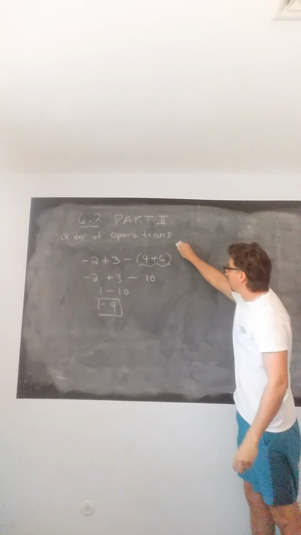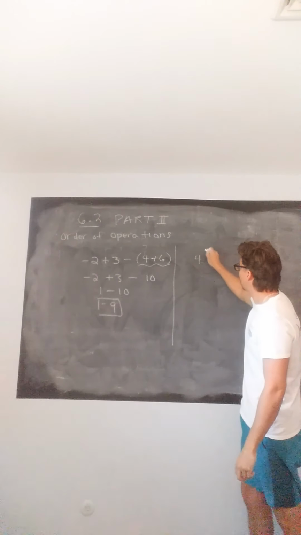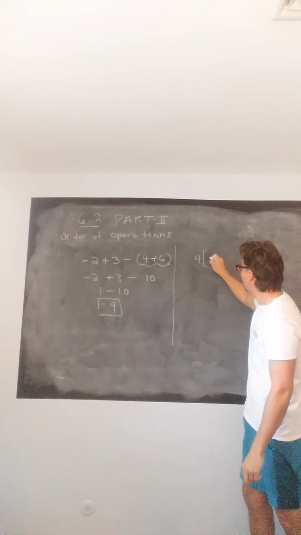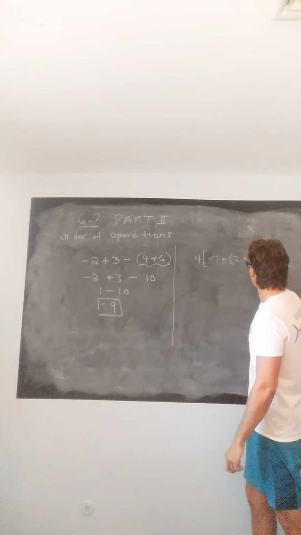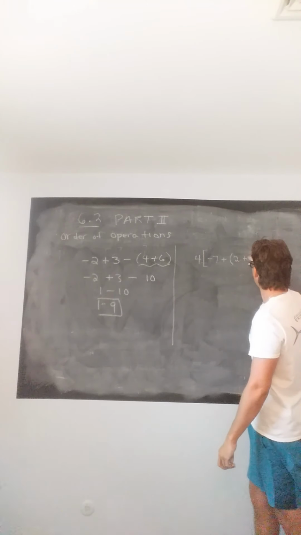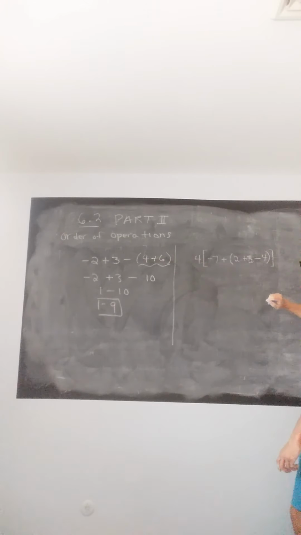Let's look at another one. How about something like, let's see, 4 bracket, -7 plus parenthesis 2 plus 3 minus 4, close parenthesis, close the bracket, and we'll square it like this. Okay.